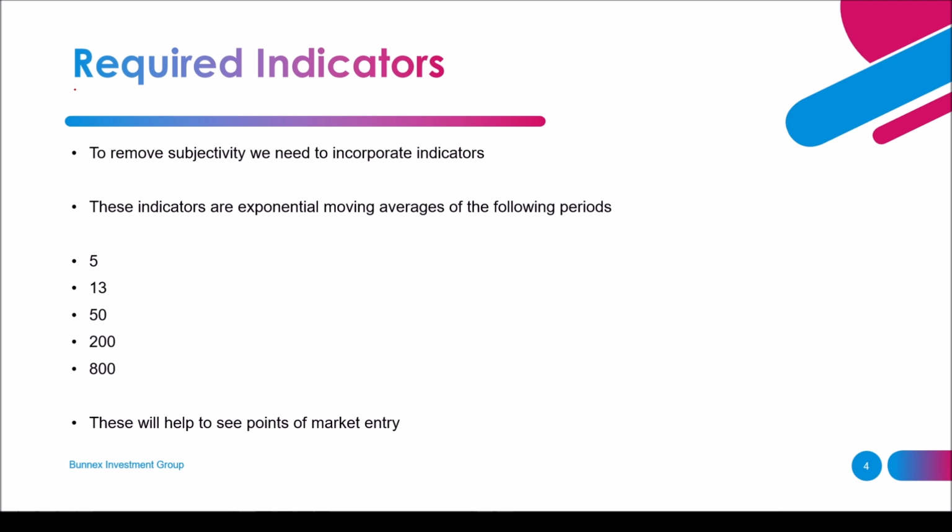Here are the indicators that are required. To remove subjectivity, we need to incorporate indicators. These indicators are all exponential moving averages of the following periods: period 5, period 13, period 50, period 200, period 800. These will help us to see points of market entry.